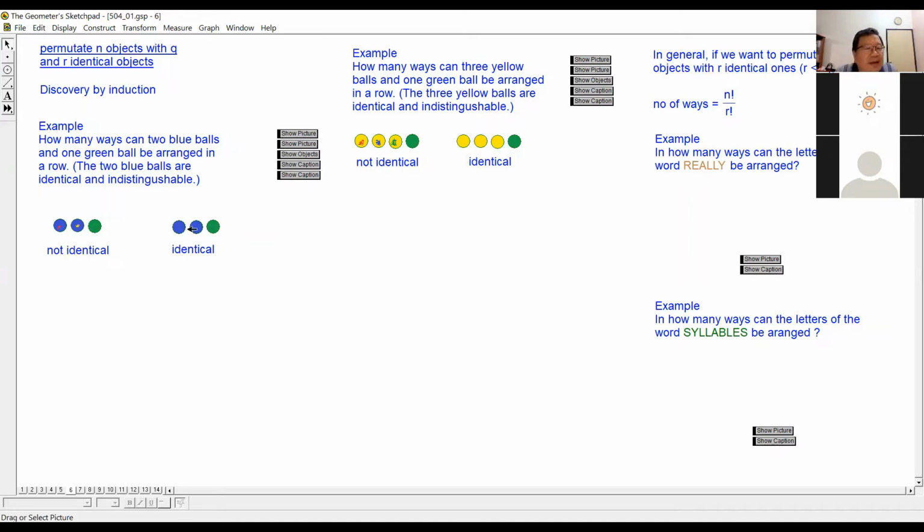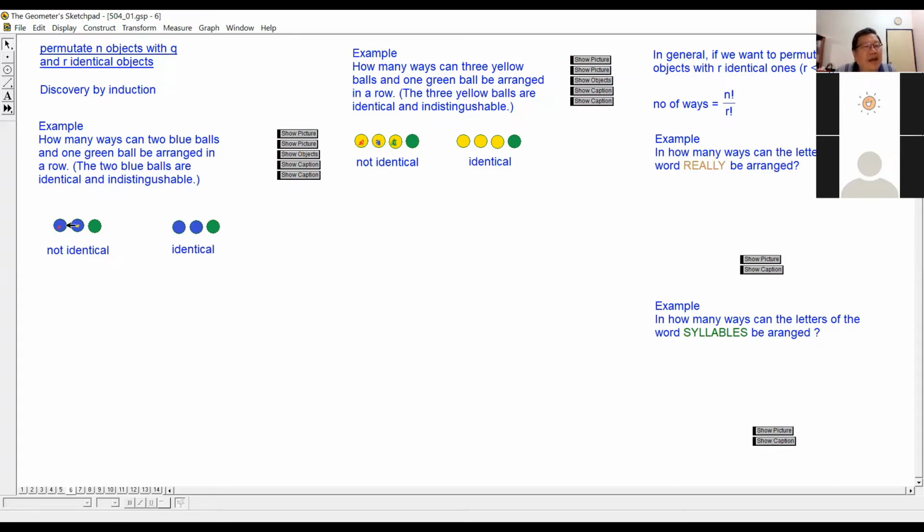Now in the second case, I have two blue balls and one green ball, and these two blue balls are exactly the same. I cannot know what the difference between them is. If you put the two of them together, I cannot distinguish them. I cannot say this is another one, this is a different one. They are exactly the same. So it means that they are identical, right?